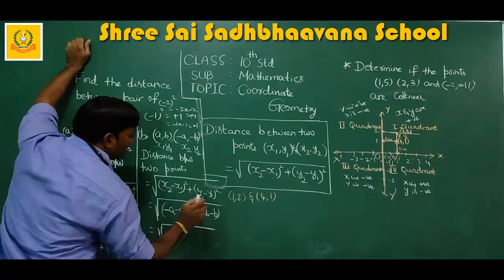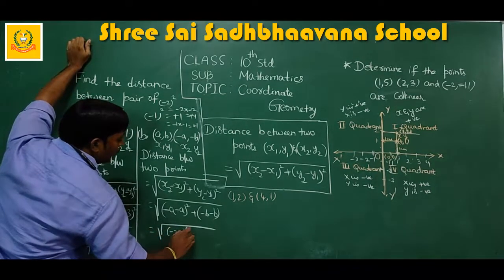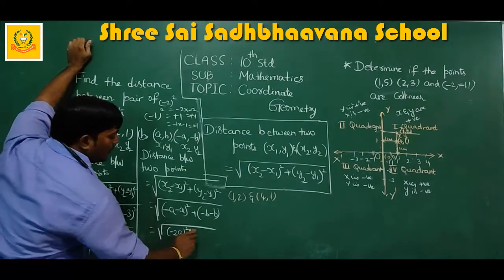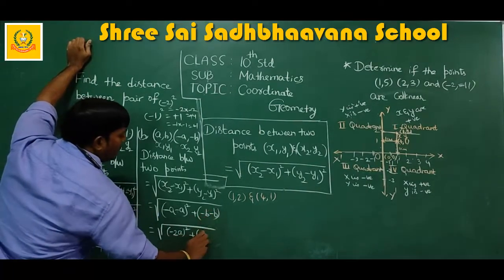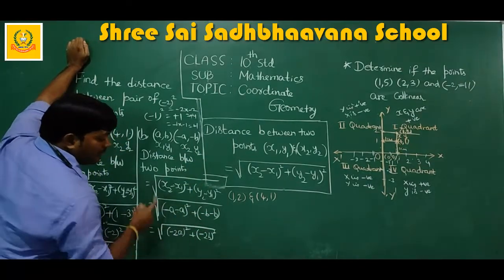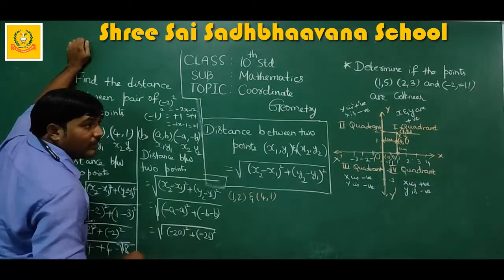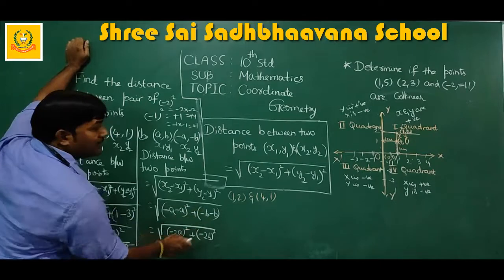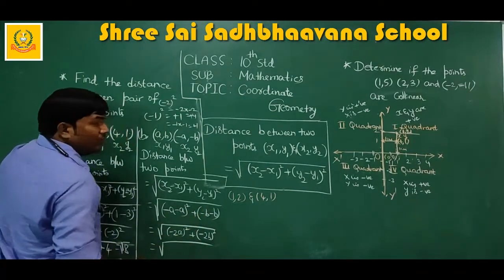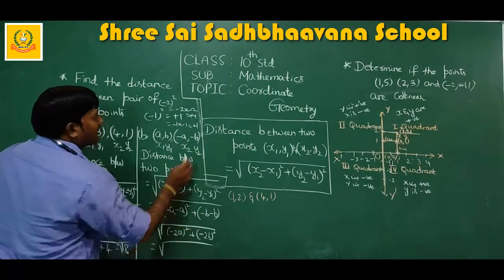What is minus a minus a? It will be minus 2a, correct? Plus minus b minus b is minus 2b, whole square. Okay, remember the square, you have to keep the square. Minus 2a the whole square plus minus 2b the whole square. So what is 2a whole square? The square belongs to both the terms, so it will become minus 2 square, correct, like this.